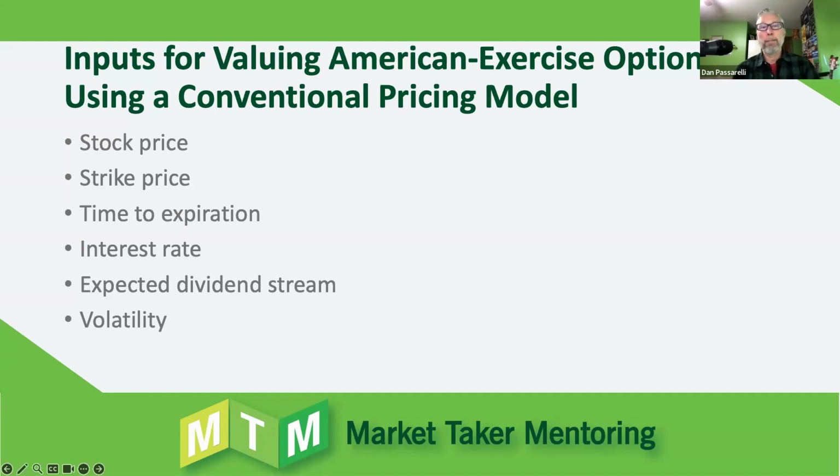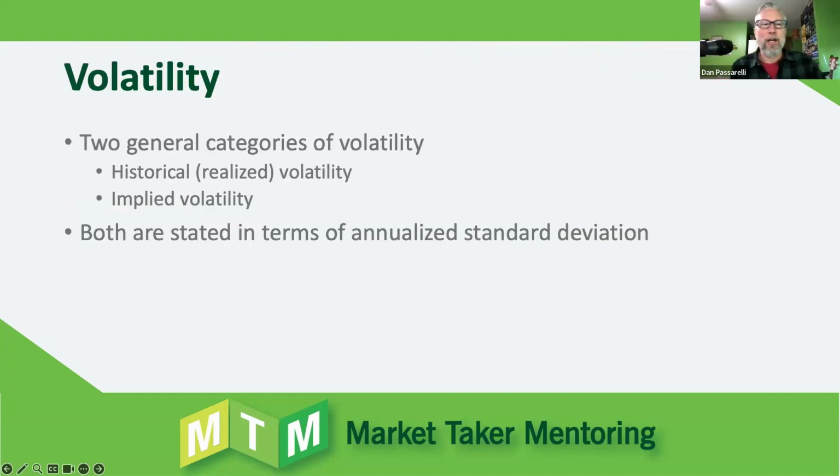Expected dividend stream. Companies typically keep their dividend policy the same. In a perfect world, some companies try and raise it a little bit every year. If the company's doing particularly poorly and the stock price is down, then they might cut it. I mean, you basically know what the dividend stream is. The only one we don't really know is volatility. So that's the one we have to talk about.